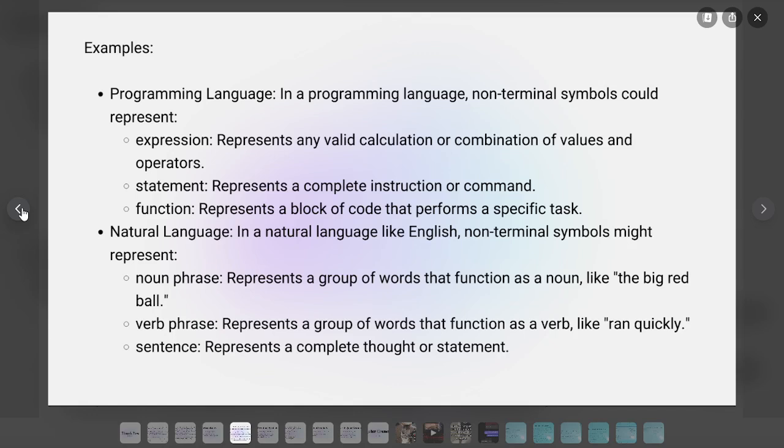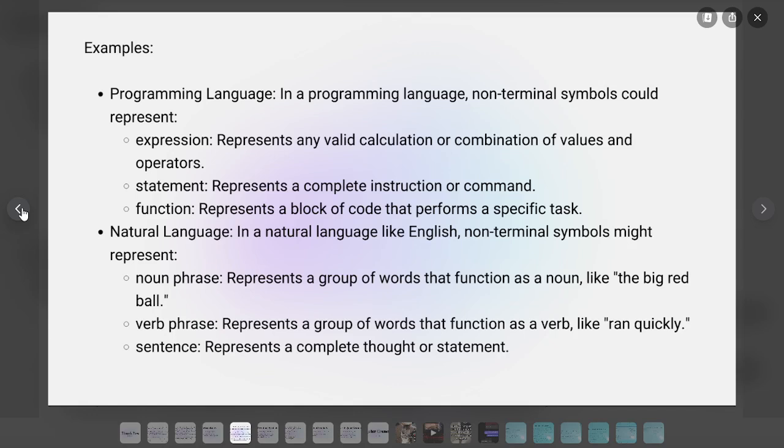For example, in a programming language, non-terminal symbols could represent expression, which represents any valid calculation or combination of values and operators. Statement represents a complete instruction or command. Function represents a block of code that performs a specific task.